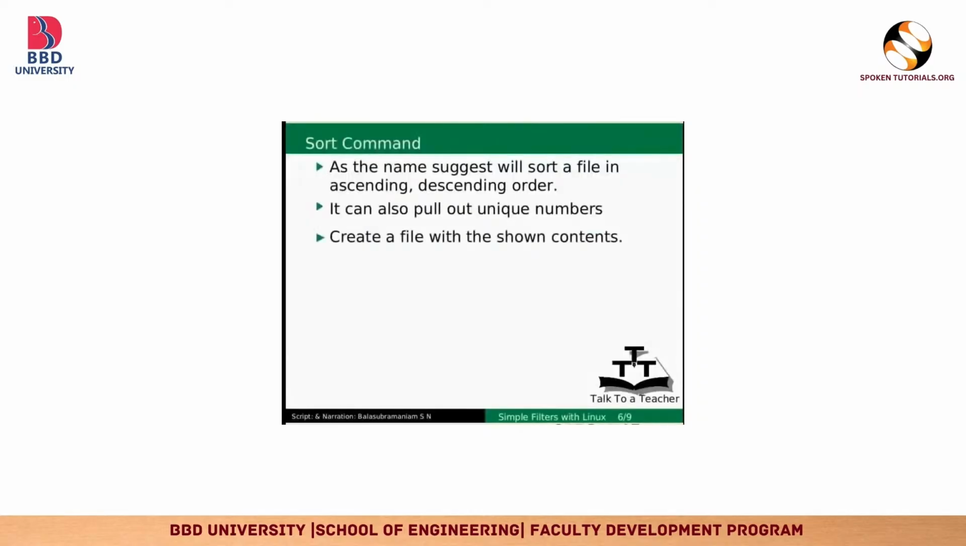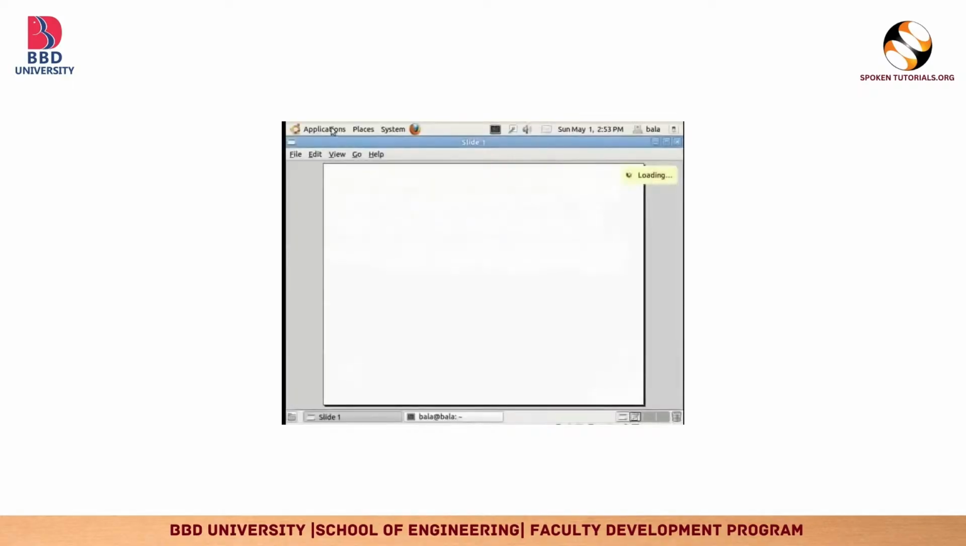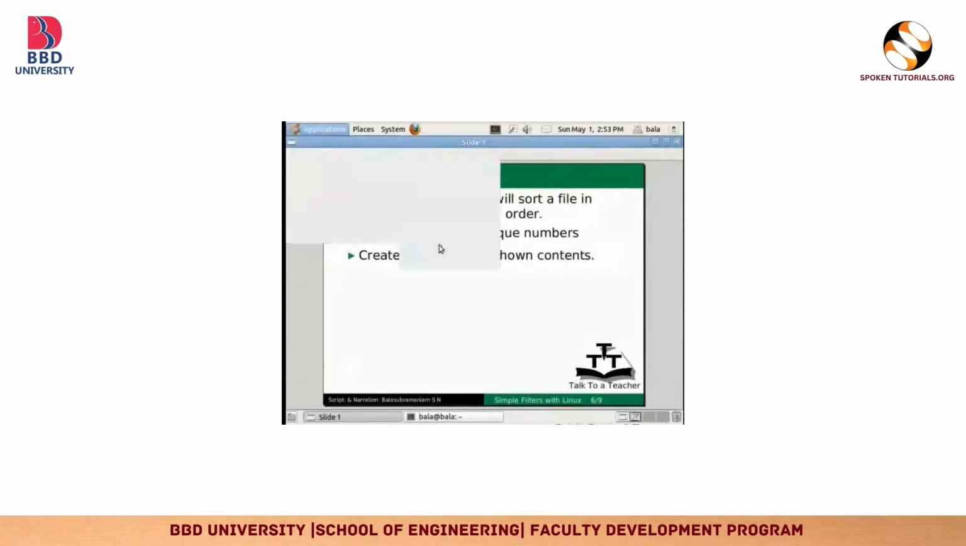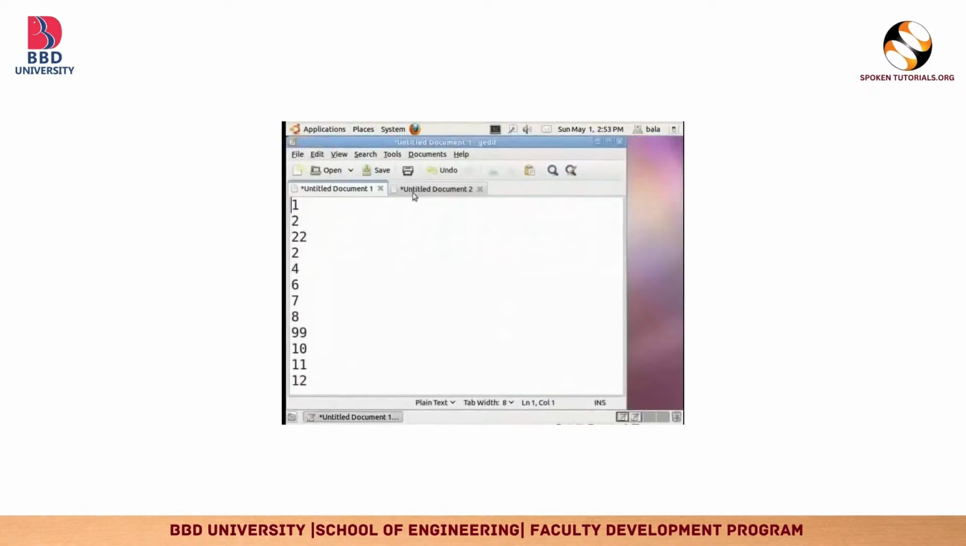Now we will see how we can sort a file based on a certain column. Let us create a file and key in as shown below. Go to Applications, Accessories, Text Editor. I already have the data in another file. For the sake of time constraint, let me copy and paste the values.